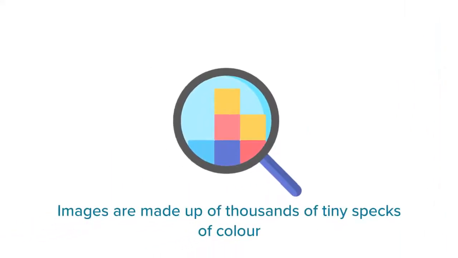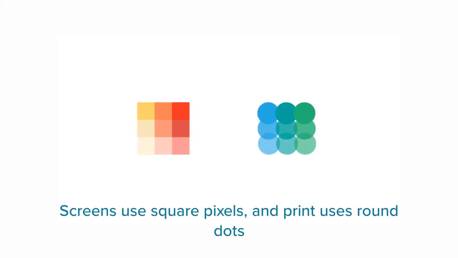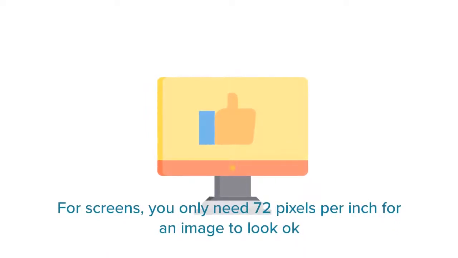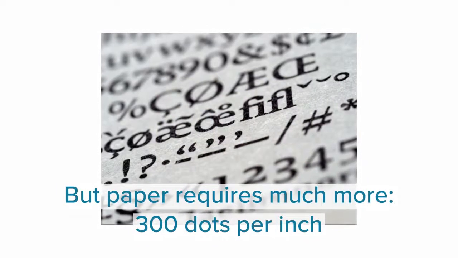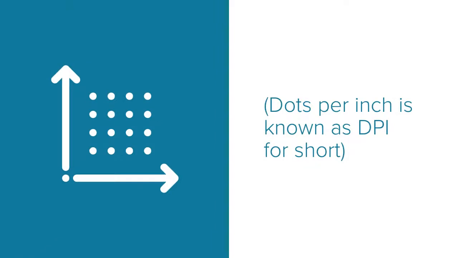Images are made up of thousands of tiny specks of colour. Screens use square pixels and print uses round dots. For screens, you only need 72 pixels per inch for an image to look okay. But paper requires much more, 300 dots per inch. Dots per inch is known as DPI for short.